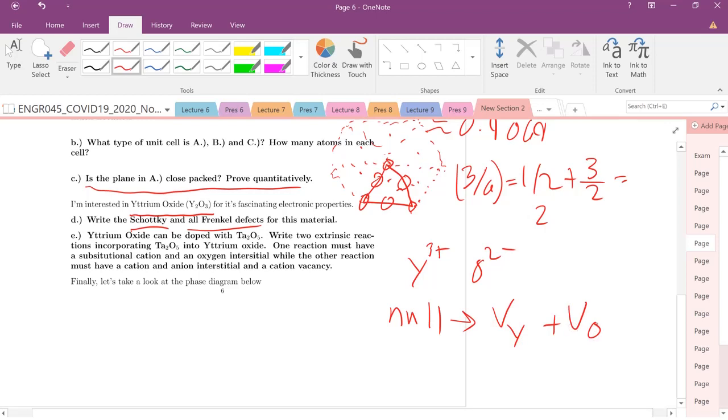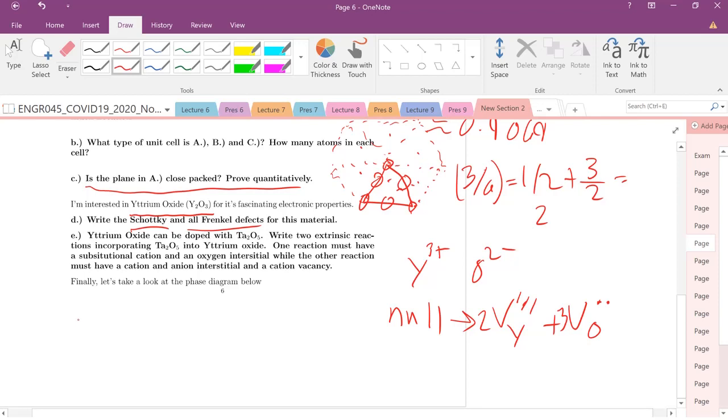So if I'm doing a Schottky defect, I'm creating a vacancy in Y plus a vacancy in oxygen. If I create a vacancy in oxygen, I'm going from 2 minus to 0. So that's positive 2 charge. That's with the dots. If I'm going from 3 plus to 0, that is minus 3. So for charge neutrality, I need this to be 2. I need this to be 3. And that's it.